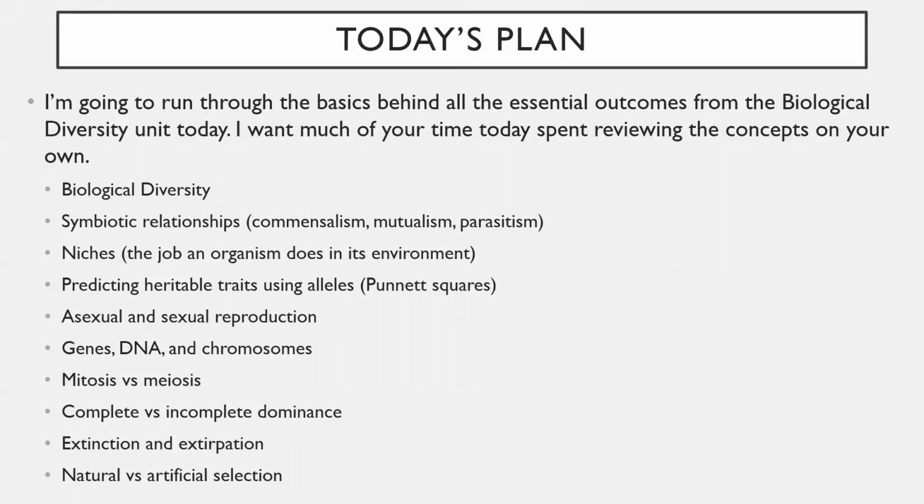But anyway, the concepts in the biological diversity unit that are important are, of course, biological diversity, which is what we're going to start with. Then symbiotic relationships, that was commensalism, mutualism, parasitism. We're going to talk about niches again. It's been a long time since we've discussed that. We'll talk about predicting heritable traits using alleles. That was Punnett squares. We'll talk about asexual and sexual reproduction. We'll talk about genes, DNA, chromosomes, mitosis and meiosis, complete and incomplete dominance, extinction and extirpation, and natural versus artificial selection. And that's going to be in the order that we cover it today. That was also in the order that we learned those things. So those bottom about 4 or 5 things there, those should seem pretty fresh to you because we've just learned them. Anyway, let's move on.